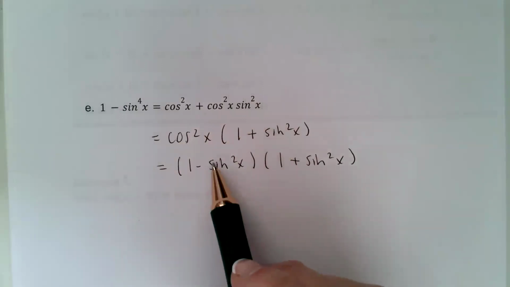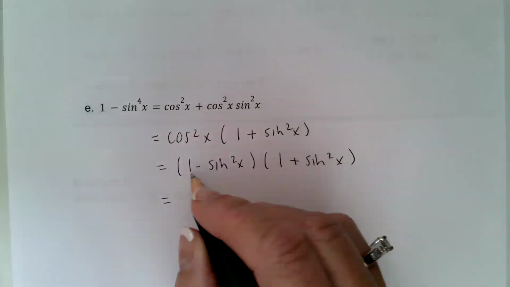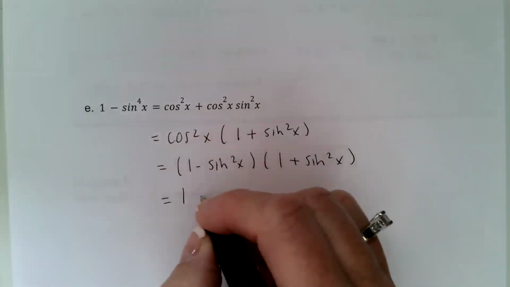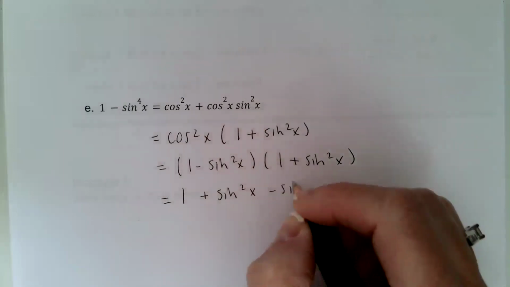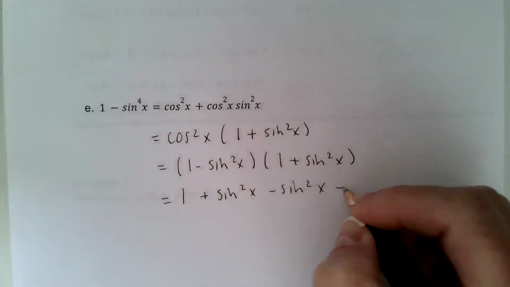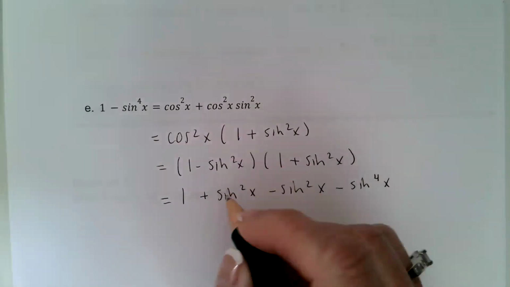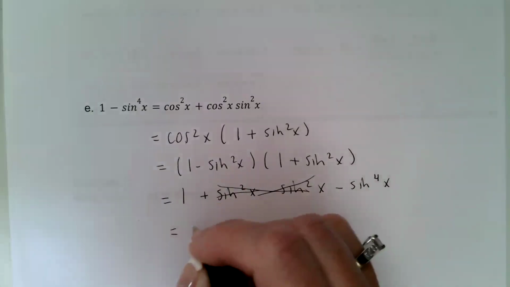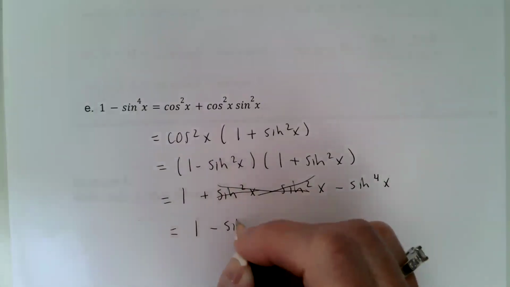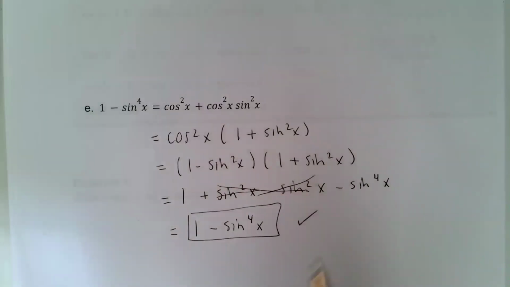So we actually have conjugates being multiplied together, but let's multiply these two binomials. So we have 1 plus a sine squared x minus a sine squared x minus a sine to the 4th x. And these two cancel, and we're left with what we wanted, 1 minus sine to the 4th x. And that one's proved too.